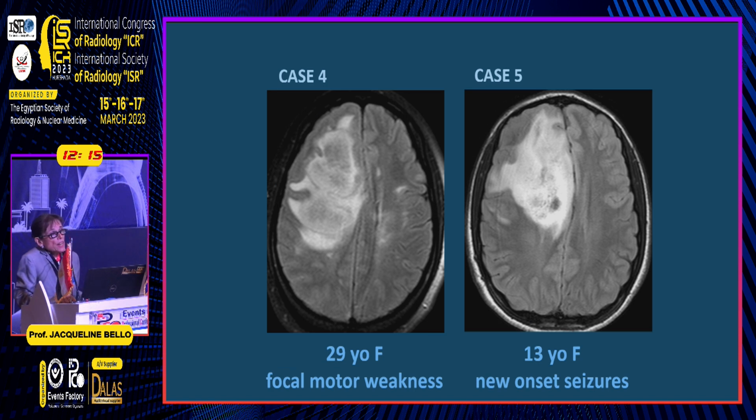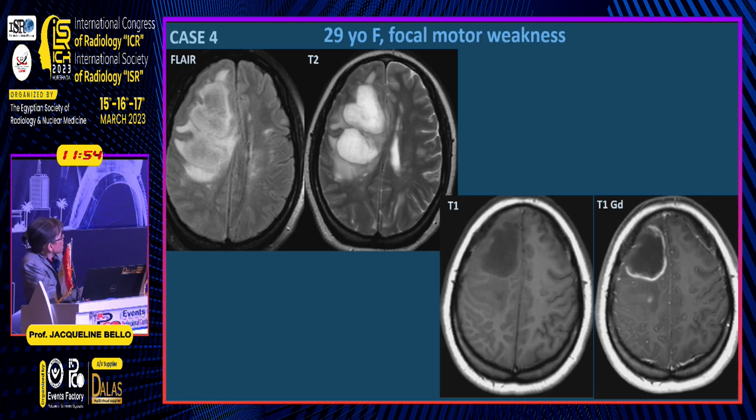Case 4 and case 5 are presented here, looking strikingly similar. Case number 4, a 29-year-old woman with a focal motor weakness. Case 5, a 13-year-old with a new onset of seizures. This is case 4, FLAIR imaging, T2, T1, pre and post contrast. Look at the pattern of enhancement on the T1 contrast exam.